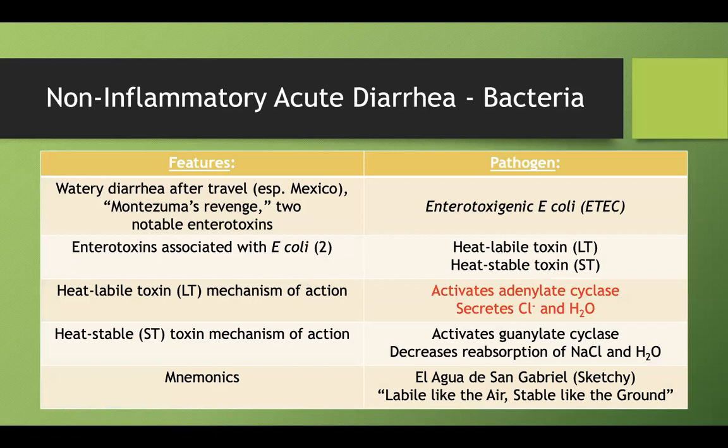So sometimes they'll give you an example where you know it's cholera, and then they'll say, this toxin has the same mechanism of action as the toxin of which other pathogen, and then they'll list off a bunch. And in this case, you'd have to pick ETEC. They might ask you what's the toxin, and you'd have to pick LT, heat labile toxin.